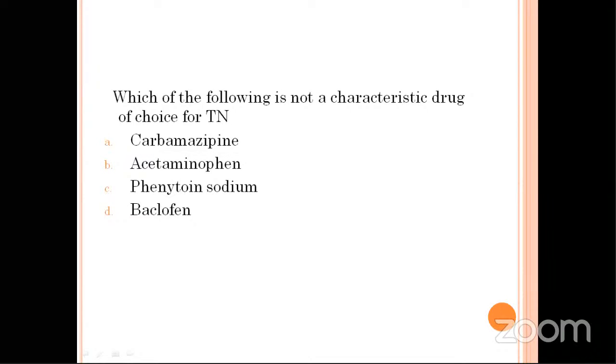So which of the following is not a characteristic drug of choice for trigeminal neuralgia? Carbamazepine, acetaminophen, phenytoin sodium, baclofen. So carbamazepine and phenytoin sodium are antiepileptic drugs, and baclofen is a muscle relaxant. Acetaminophen is nothing but plain paracetamol. Okay. So these muscle relaxants and antiepileptics help in neuralgia, but acetaminophen doesn't have any reduction of pain here. Okay.